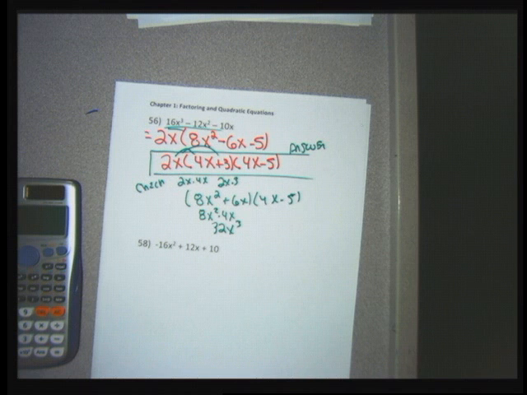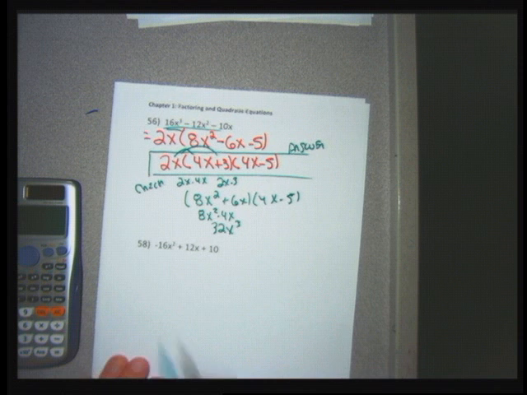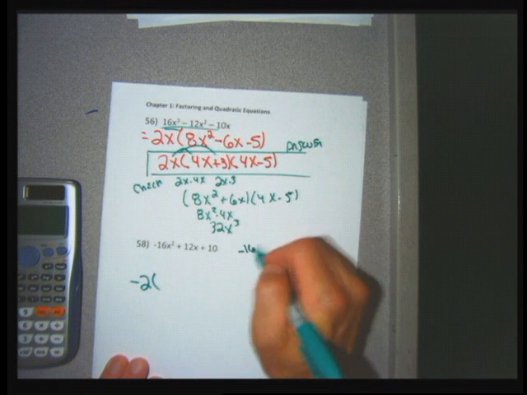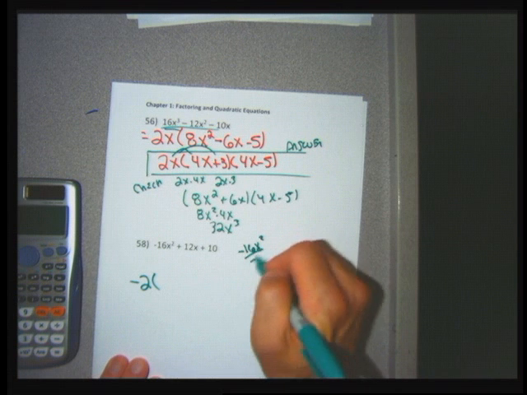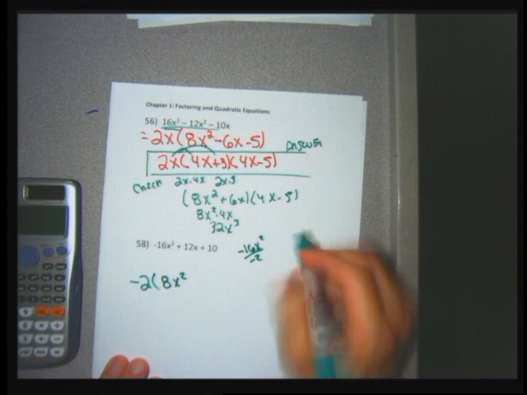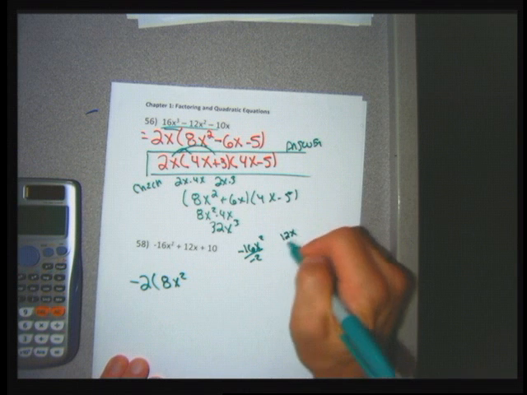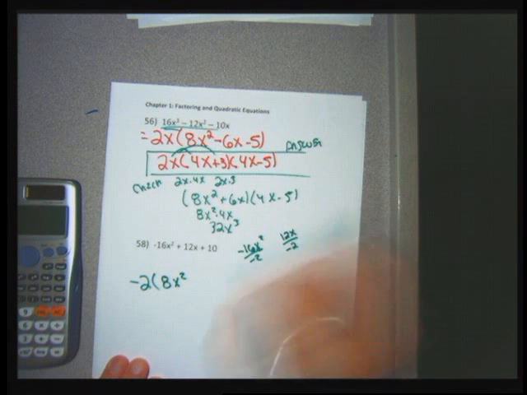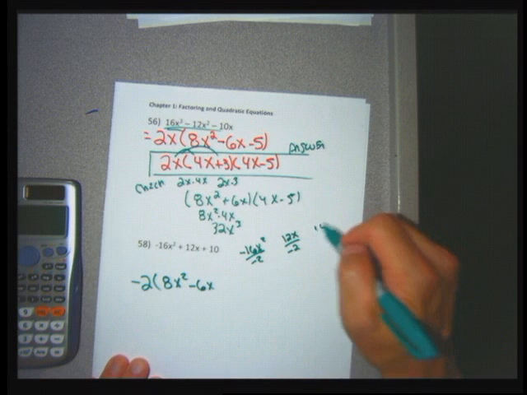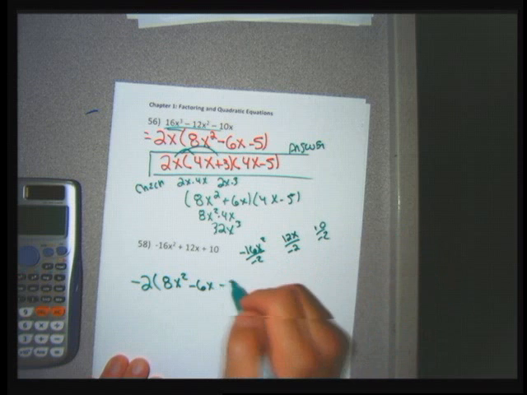58, I'm going to factor out a negative 2. When I factor out a negative 2, I'll take the negative 16x squared, divide it by negative 2. That's going to leave me a positive 8x squared. To figure out what to put in place of the 12x, I'll take the 12x that was there, divide it by negative 2, which gives me a negative 6x. And the positive 10 that was there, when I factor out a negative 2, turns into a negative 5.